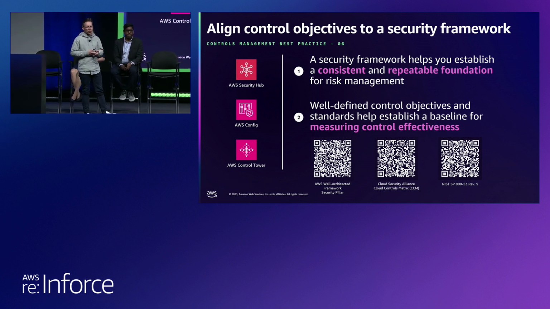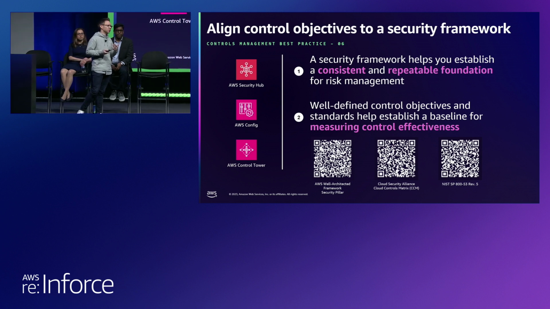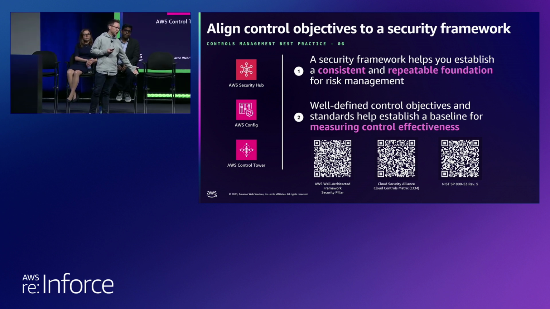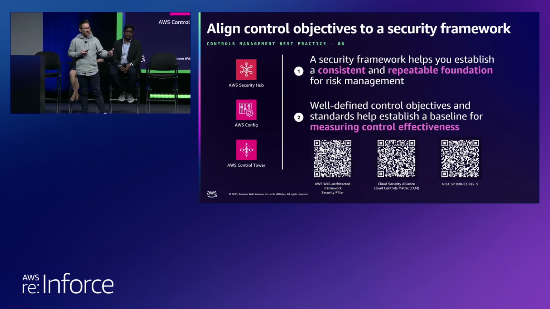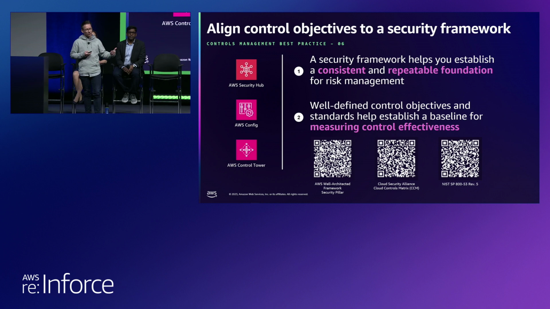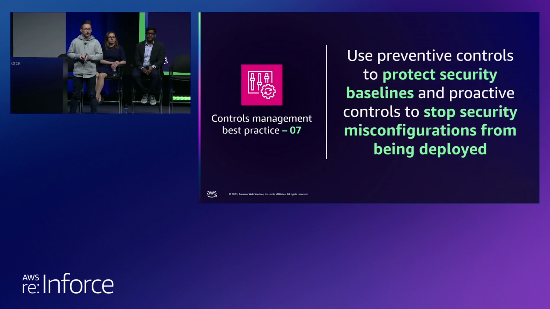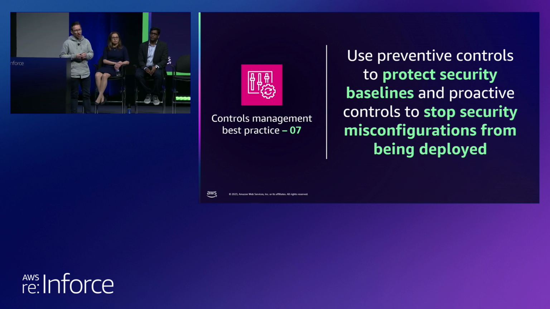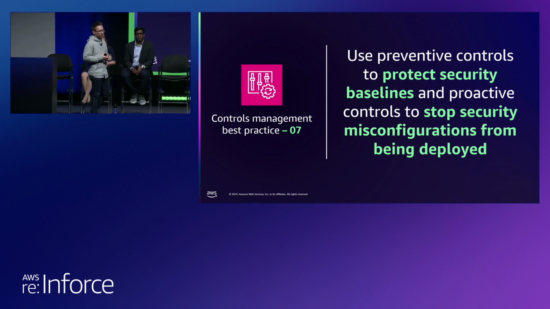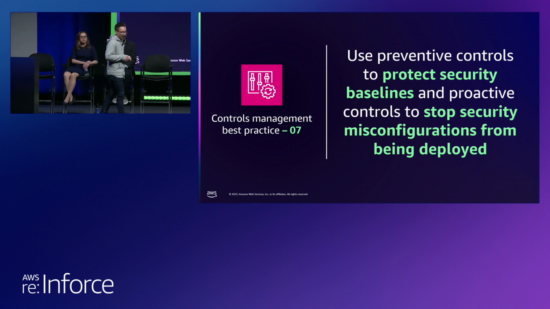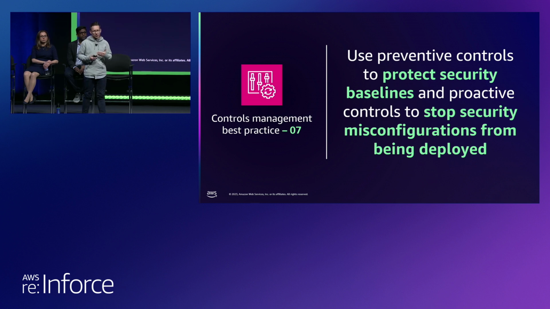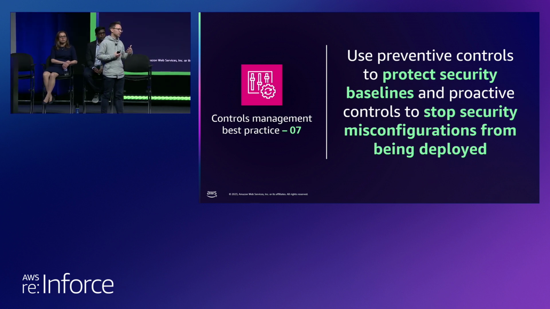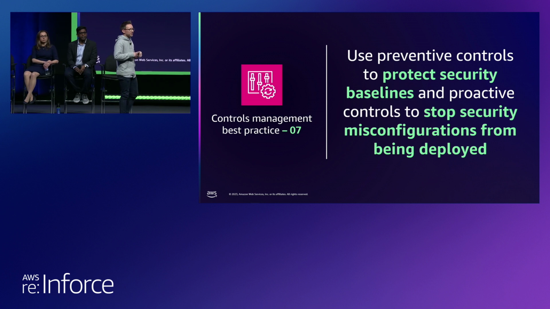This is also important to note about measuring control effectiveness, right? If we don't understand what risks we're trying to mitigate, we won't have a quantifiable baseline for defining whether or not a control is actually effective, which leads us into the next best practice. As we start to roll out these preventive controls or security controls in our environment, it's critical to layer defenses across your environment, and use preventive controls to protect critical security baselines and security invariants.